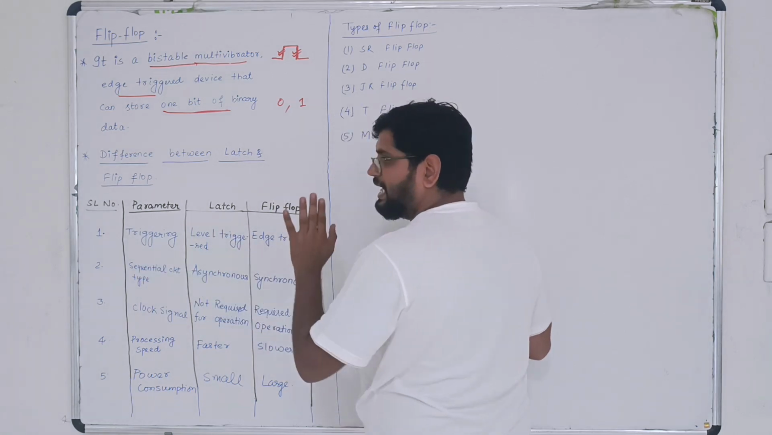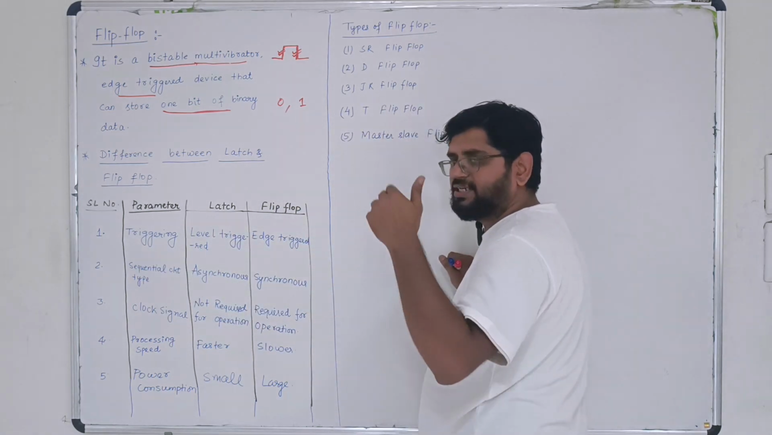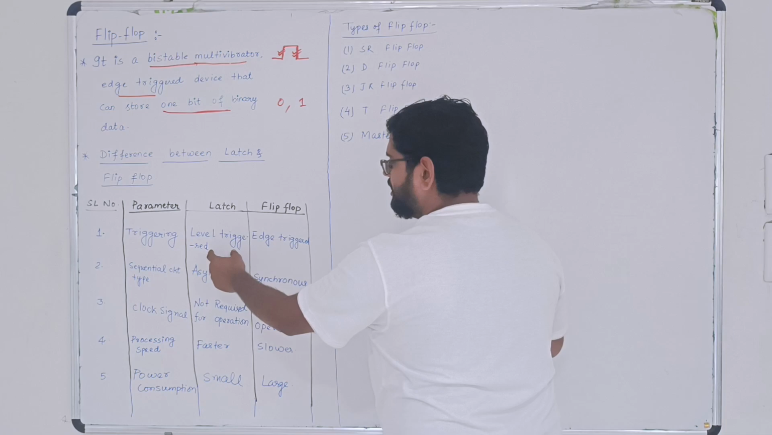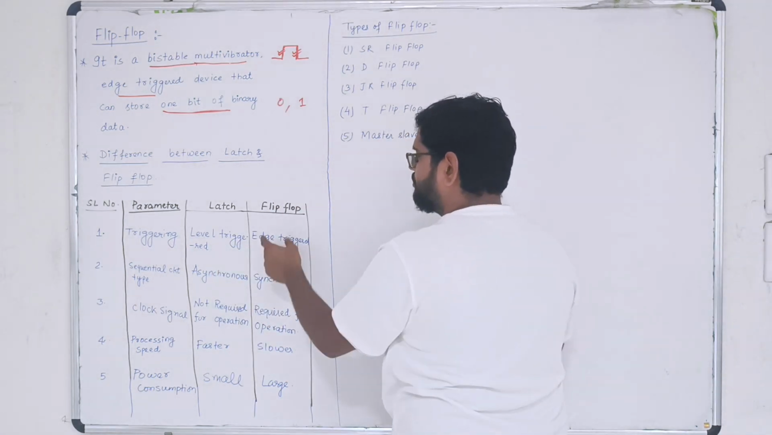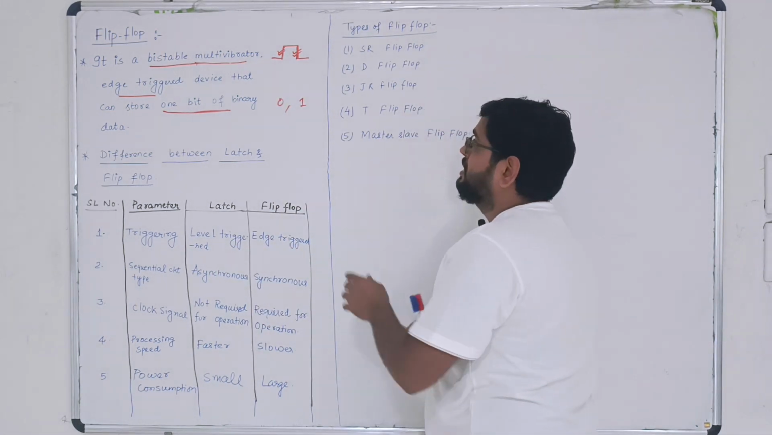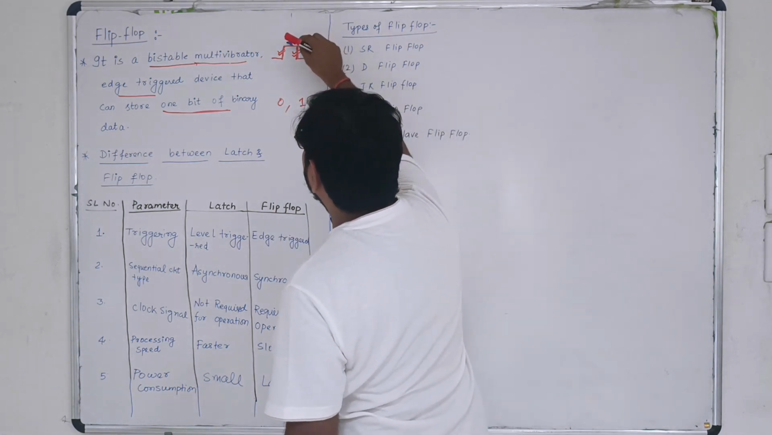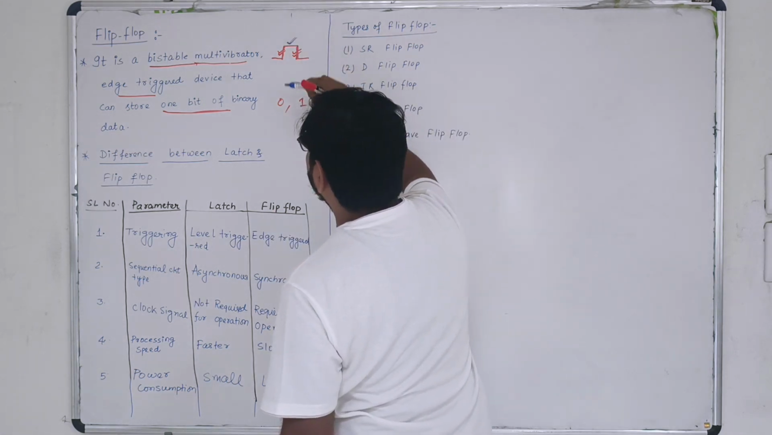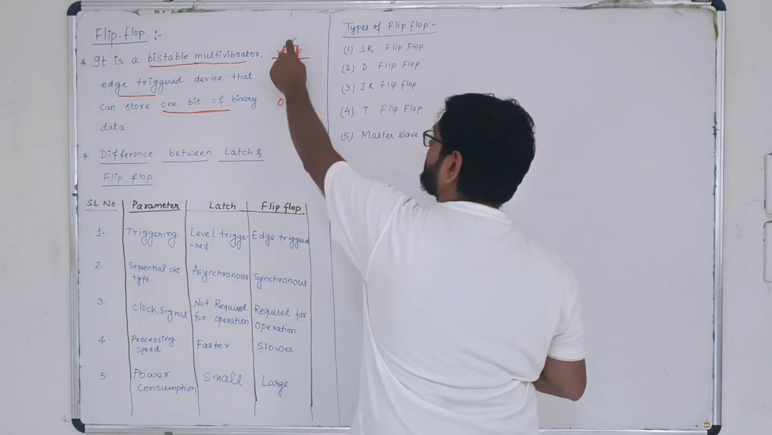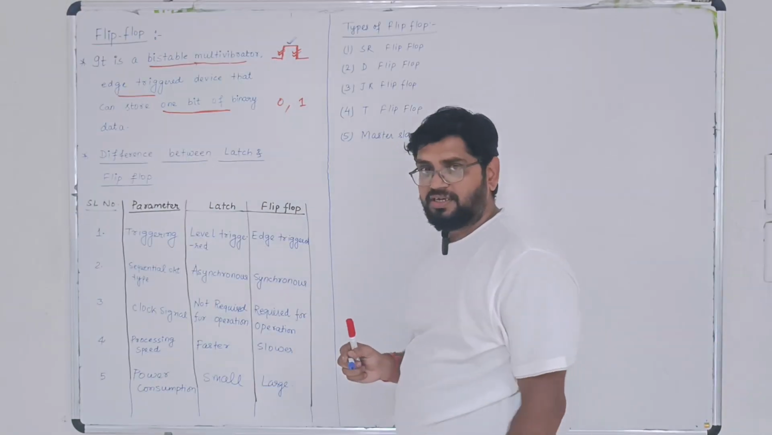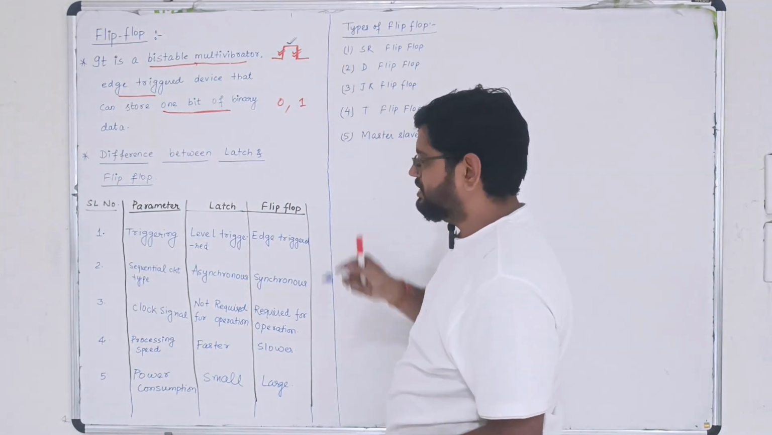A latch is a level trigger device. I have already discussed in the previous videos that latch is a level trigger device, while flip-flop, as I have told you, is an edge trigger device. Level trigger means all the time your device will be either working over here or it will be working over here. Edge trigger means it will be working on the edges.